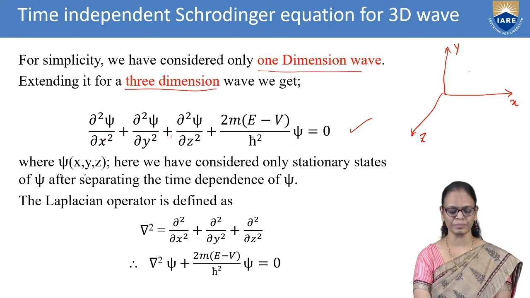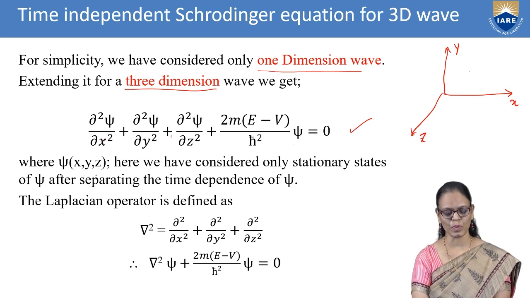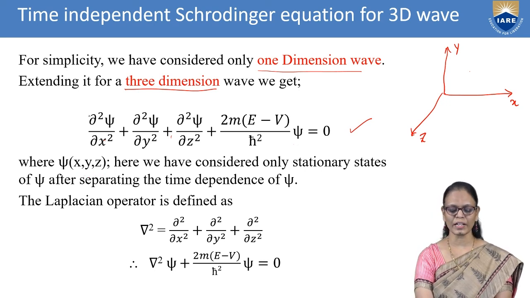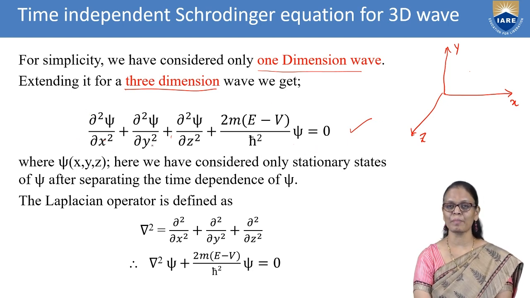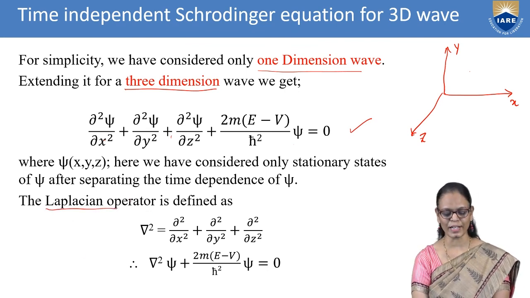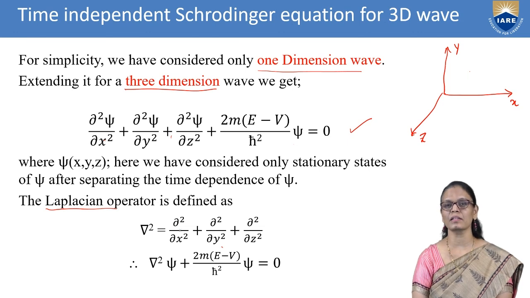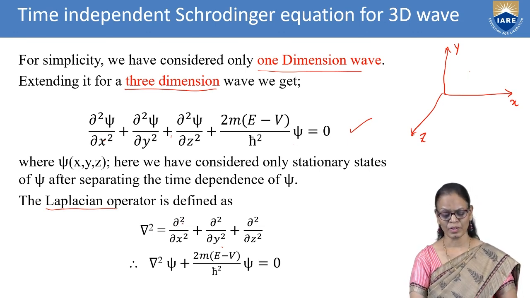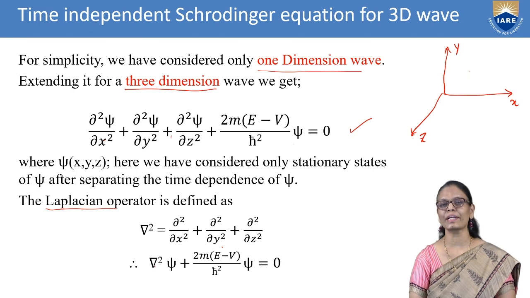Now ψ is accommodating all the three coordinates here, if you see x, y and z. Instead of writing the equation all the time in three dimensions, a scientist by name Laplace gave an operator which we call the Laplacian operator, or del square, which accommodates all the three coordinates. So del square is nothing but ∂²/∂x² + ∂²/∂y² + ∂²/∂z². Instead of all this, we will write only del square.